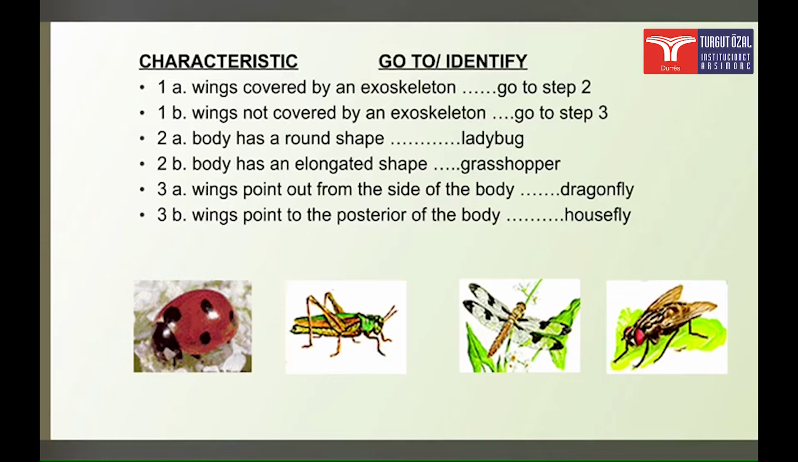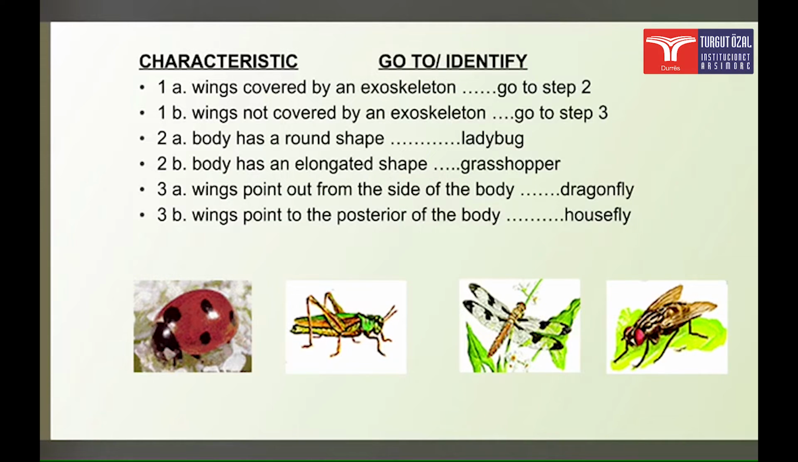Read again the characteristics. 1a. Wings covered by an exoskeleton. 1b. Wings not covered by an exoskeleton. From the picture we can say that this insect is covered by an exoskeleton. So we have to go to step 2. 2a. Body has a round shape. 2b. Body has an elongated shape. If you look carefully, we can say that the body has an elongated shape. This means that it is a grasshopper.